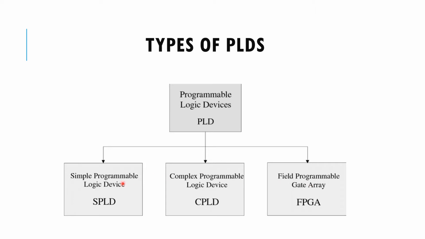So these are the three different types of PLDs, and the three different types are based on their complexity and propagation time and some more different features like this, right?